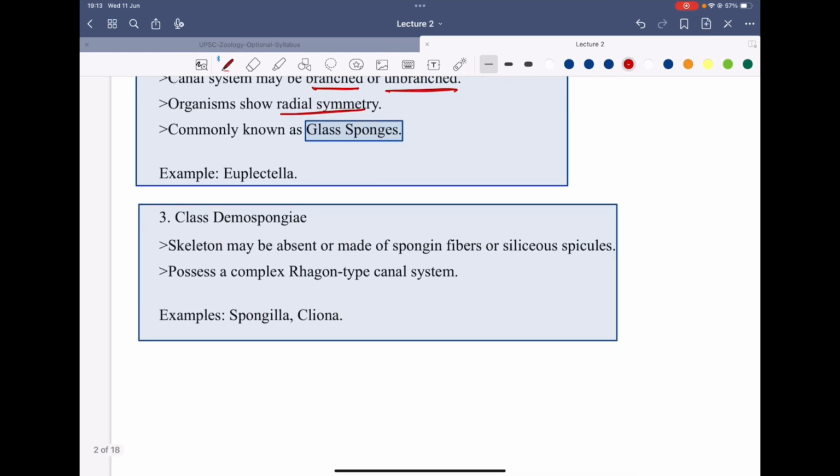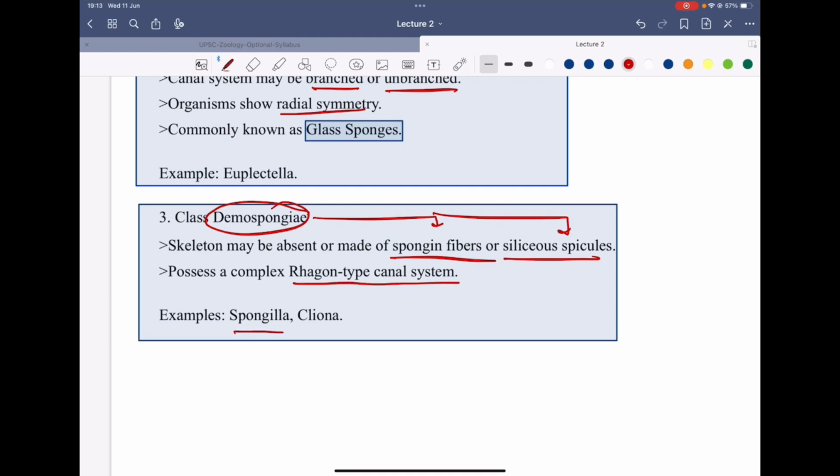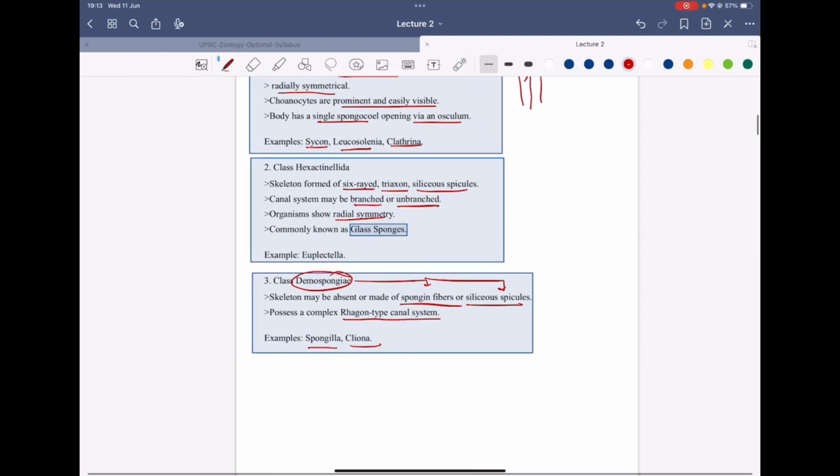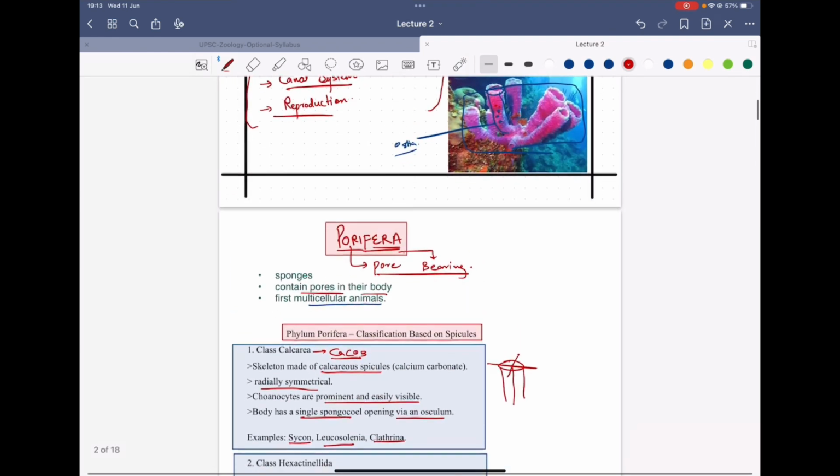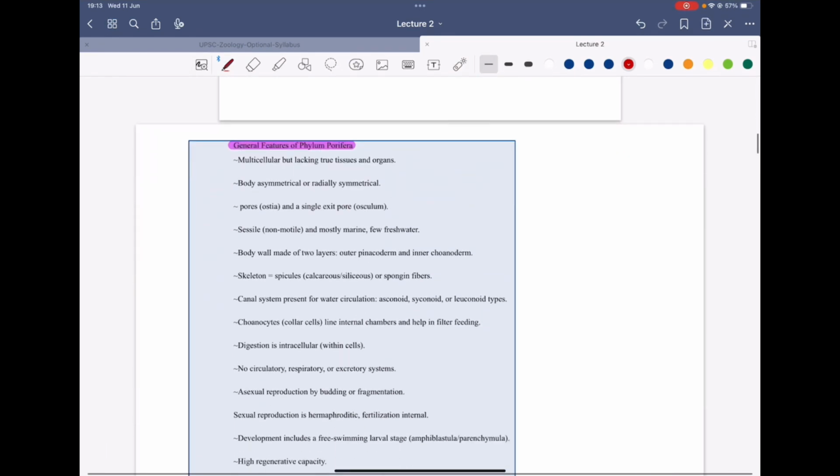Then Demospongiae is the third class. This class contains spongin fibers or siliceous spicules. So Demospongiae contain spongin fibers or siliceous spicules, and they possess the rhagon type of canal system. For example, Spongilla and Cliona. So these are the three classes of Porifera that you need to know.